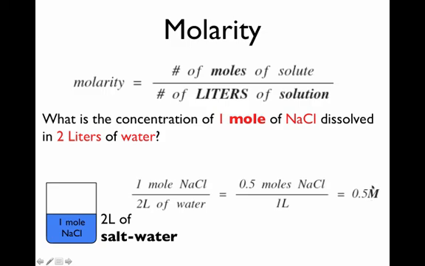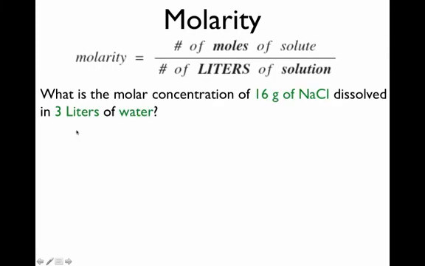So if you see the capital M, that is the abbreviation for molar concentration, and what the capital M means is number of moles divided by number of liters. So that's sort of the first problem with molarity. That was pretty straightforward because I gave you the moles and I gave you the liters. Here's a slightly different one.